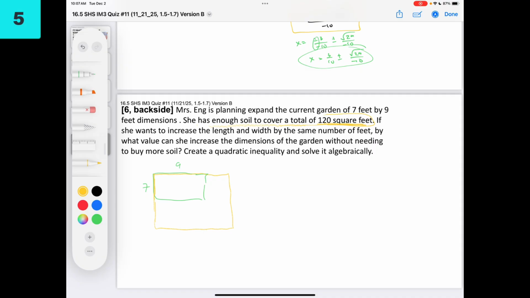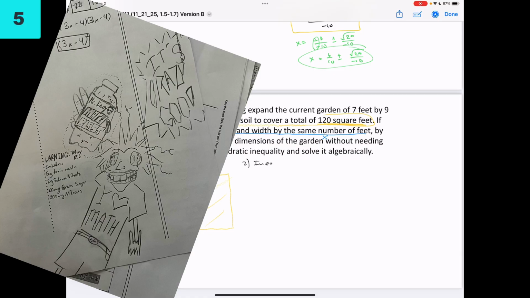So this in yellow, all of this will be 120. If she wants to increase the length and width by the same number, so that would be x, x here, by what value can she increase the dimensions of the garden without needing to buy more soil? So here's my picture, and now let's create an inequality and an equation.